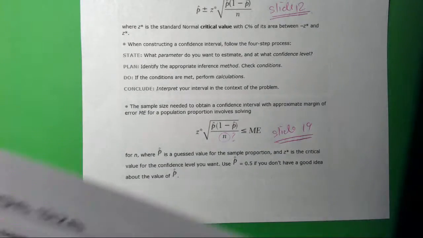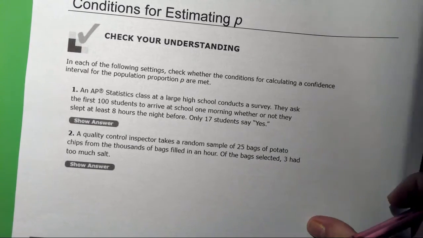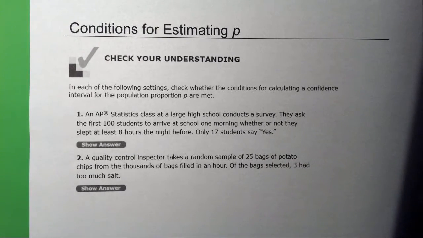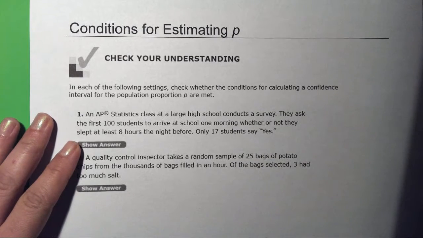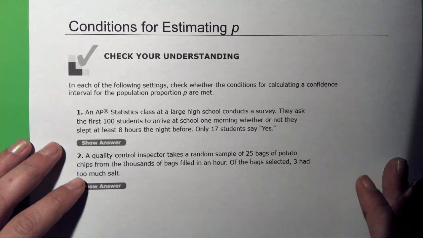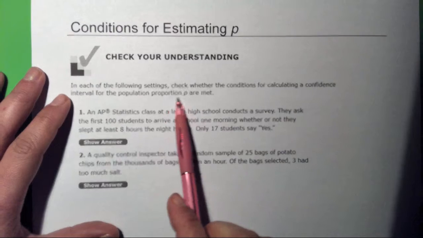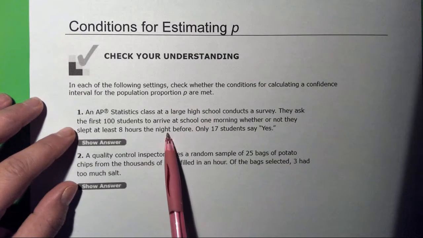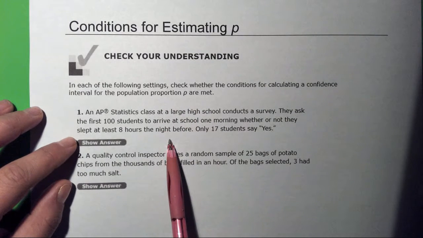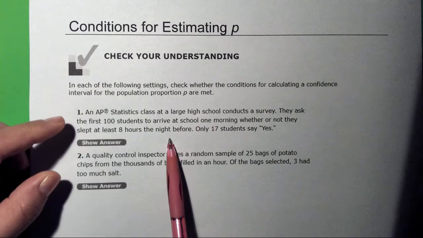All right, so we'll start with slide number 6. Okay, presumably you've read, right? And then we're going to meet the conditions for this. So conditions for estimating P, your population proportion. In each of the following settings, check whether the conditions for calculating the confidence interval for the population proportion P are met. And I have to apologize in advance. The video will sometimes autofocus itself because I'm using a different doc camera. So if that happens, just bear with it.